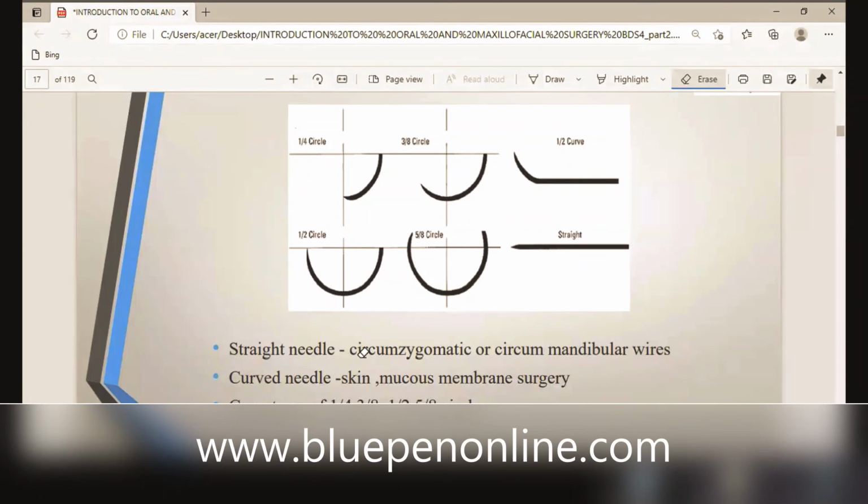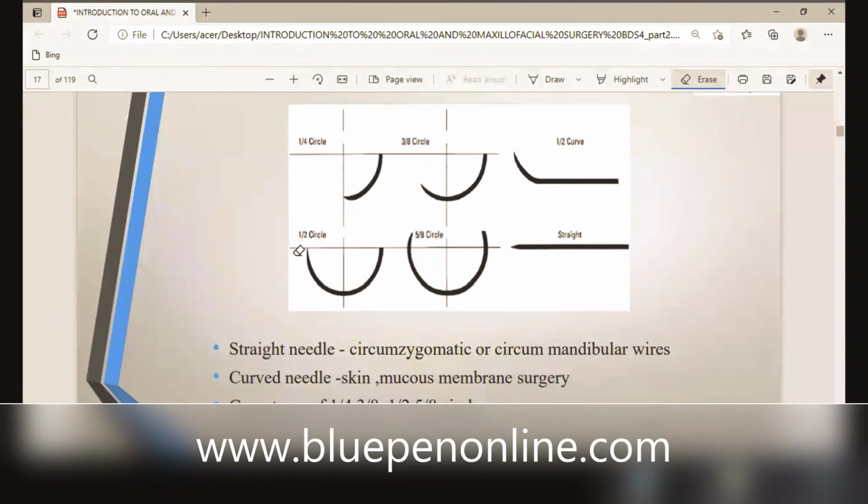Now we have the straight needle and the curved needle, as I have said. The straight needle we usually use for circumzygomatic and circummandibular wires. These are all done for major fracture sections. I will speak about that in the next classes. For fractures, we use the straight needle, like in circummandibular wires. Now the curved needle we use for skin surgeries and mucous membrane surgery.